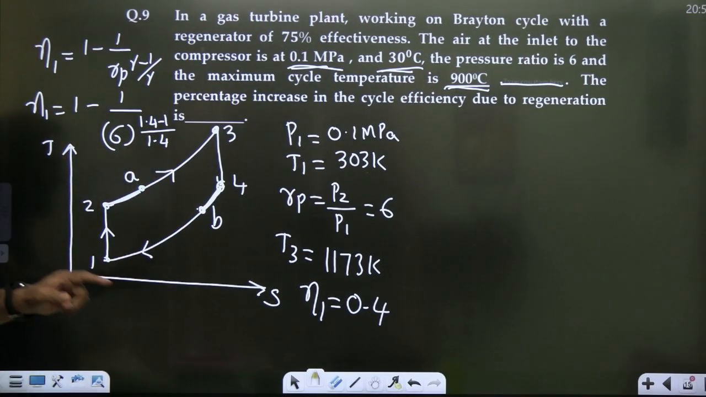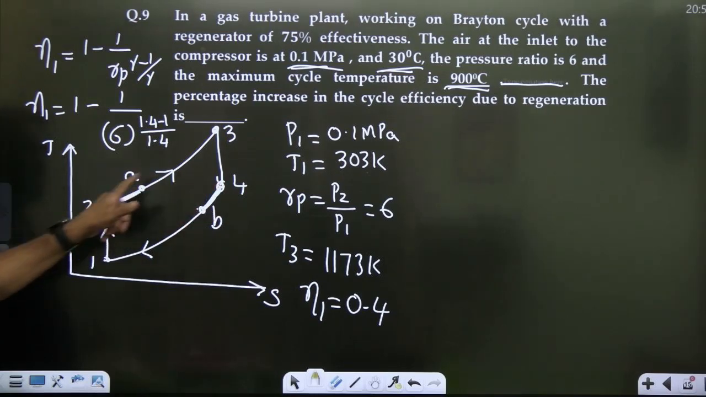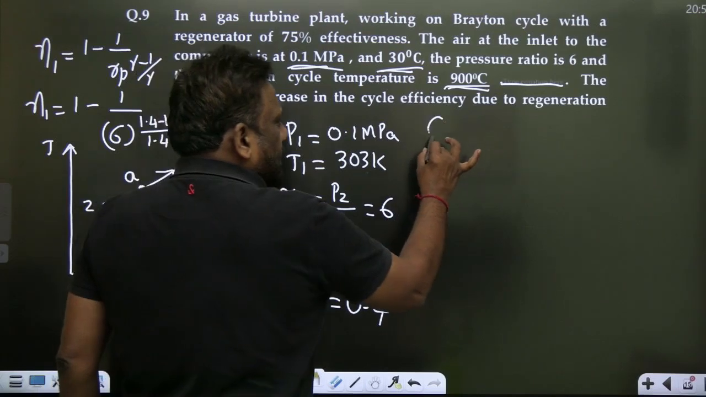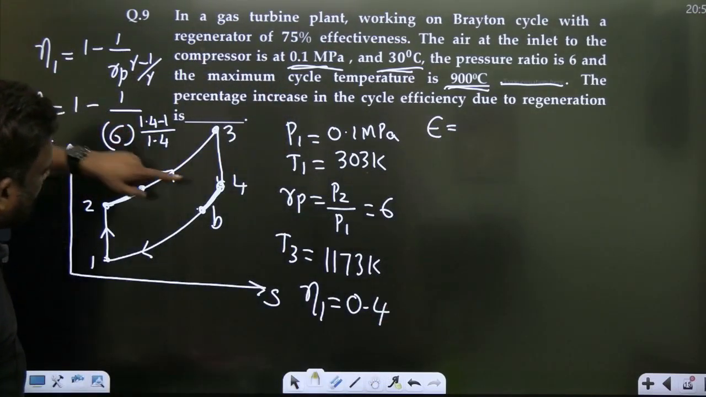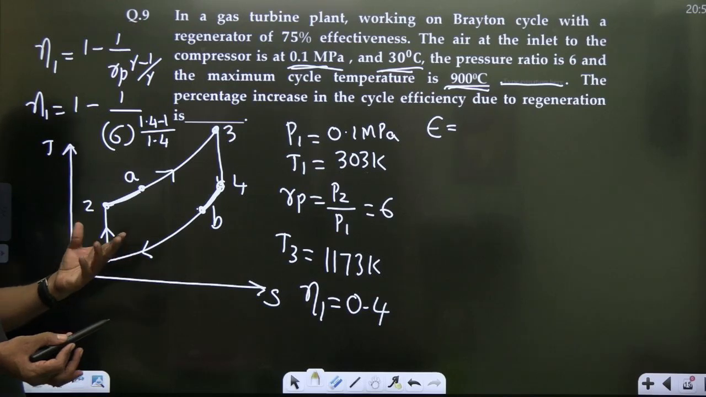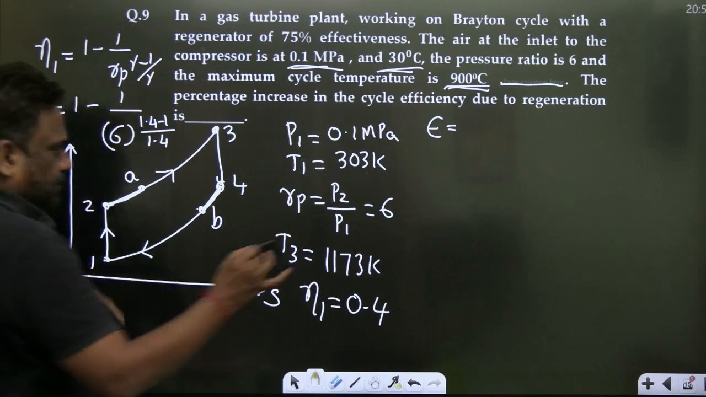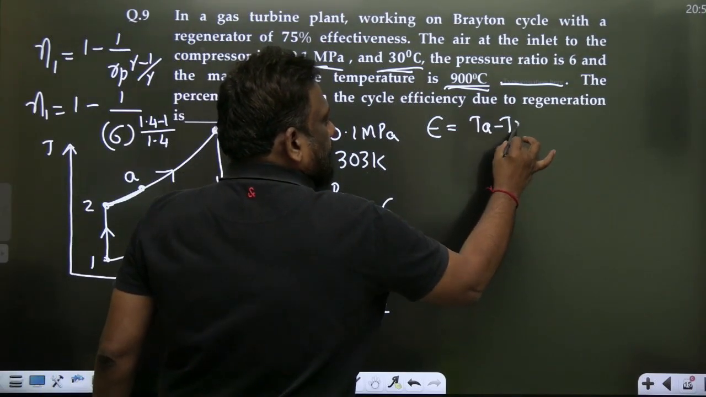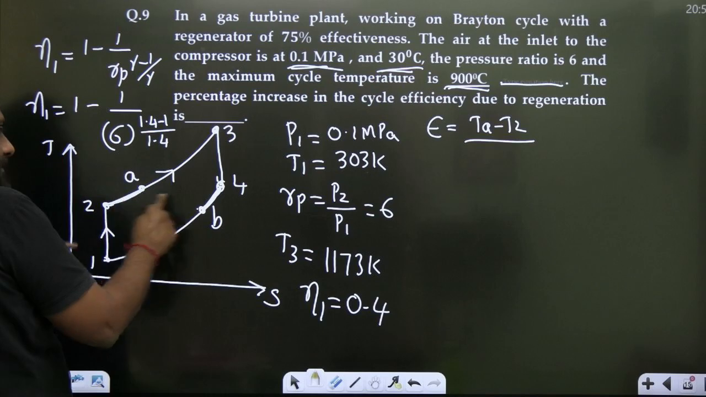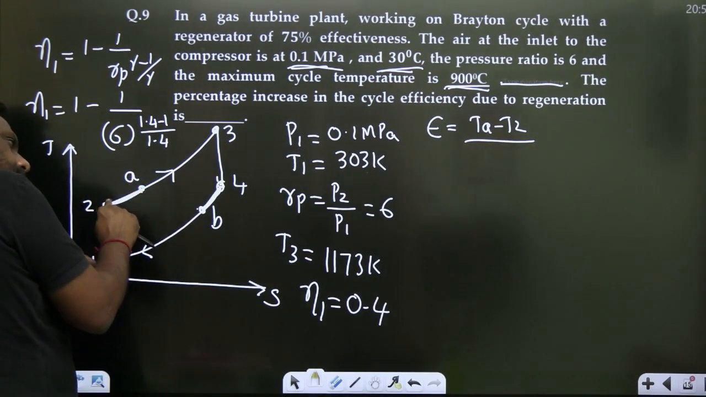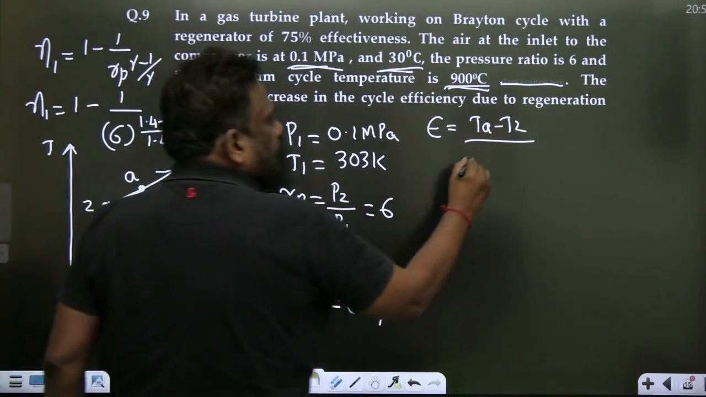Now ideally, what is the difference between turbine exit and compressor exit? It is 4 and 2, so the ideal difference is T4 minus T2. Actually, how much is it gaining? From 2 to A. So can I write the effectiveness of the regenerator as actual gain by ideal gain? Cp is the same, so I write in terms of enthalpy and later divide by Cp. The actual gain is from 2 to A, TA minus T2. Ideal is from 4 to 2, so T4 minus T2.